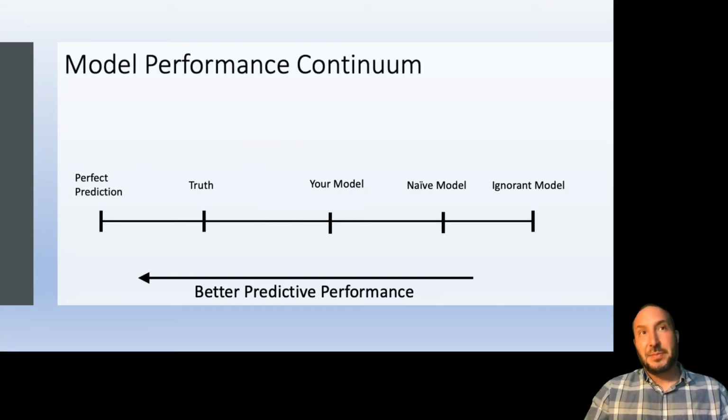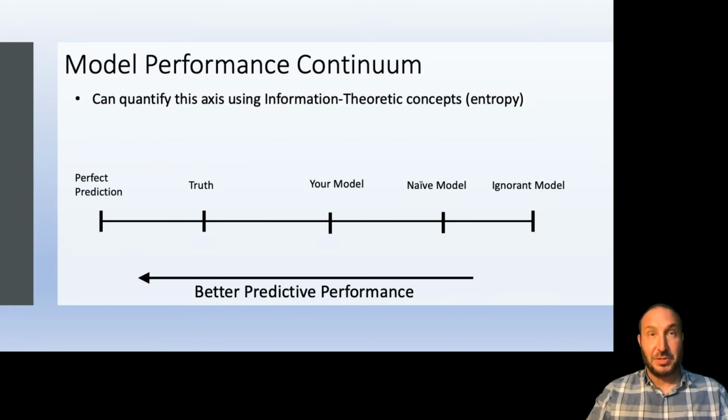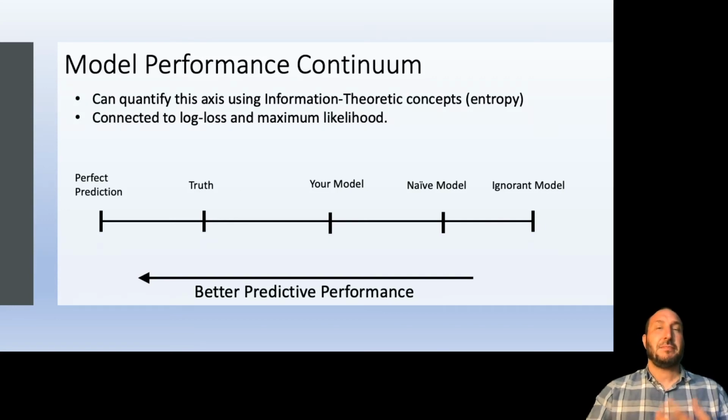Now, another aspect of this model performance continuum is that we can actually quantify the numbers on this axis using information theoretic concepts such as entropy. And entropy is connected to log loss and maximum likelihood, and in future videos we're going to try to make this all really nice and precise so that it can be really well understood. But to give kind of a preview of what's coming, entropy represents your level of uncertainty. And that's why we're going to say to the left means lower entropy, means better predictive performance. And for perfect prediction, there's zero entropy. There's no uncertainty about y once you know x, and that's the best possible situation.